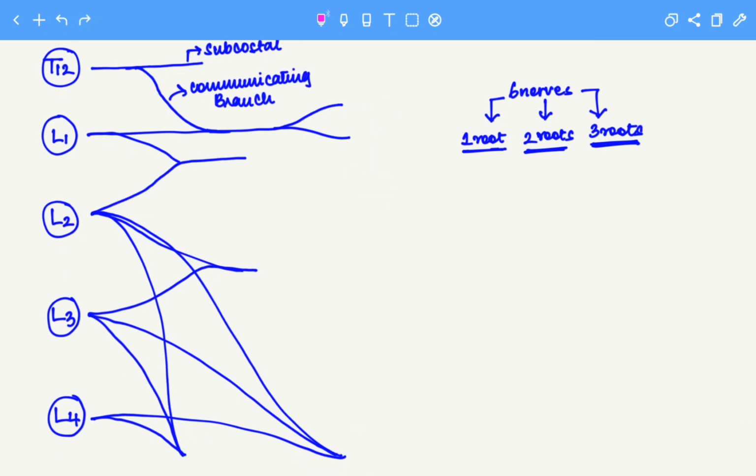Now let's start naming the nerves that emerge from the lumbar plexus. This is the first nerve. The first nerve is below the stomach. Therefore, iliohypogastric nerve. Now once we finish the region below the stomach, we reach the inguinal region. Therefore, the next nerve, that is this nerve, is the ilioinguinal nerve.